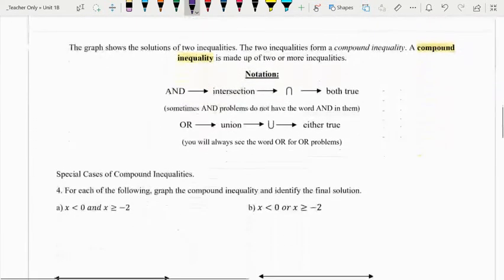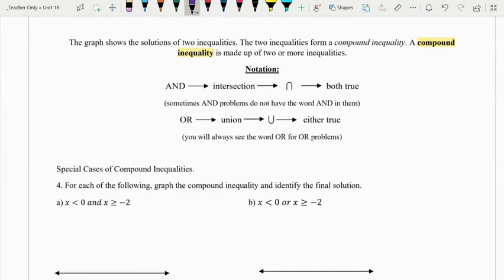So let's talk about this whole and or thing. The graph shows the solutions of 2 inequalities. The 2 inequalities form a compound inequality, right? A compound inequality is made up of 2 or more inequalities. So this is where our whole and or problems are, okay?